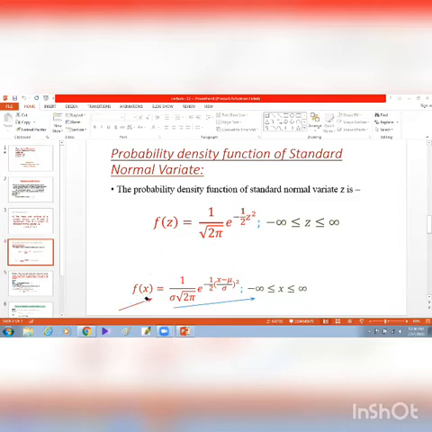So the standard normal variate z has the probability density function f of z equals 1 divided by root 2 pi e to the power minus half z square, where z lies between minus infinity to plus infinity.